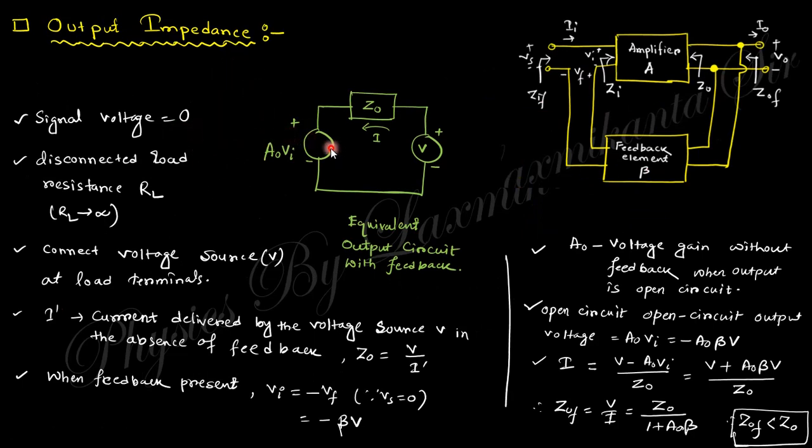Signal voltage is 0, disconnect the load resistance RL, connect a voltage source V at the load terminal, and the current delivered by the voltage source V in the absence of feedback, Z0 equals V by I prime. When feedback is present, finally you will get this one. So the output impedance is less than the output impedance without feedback.